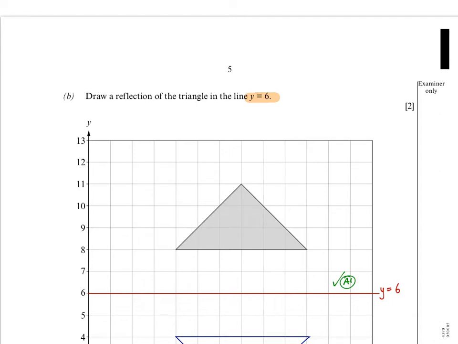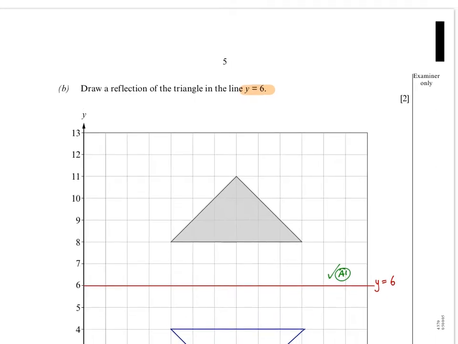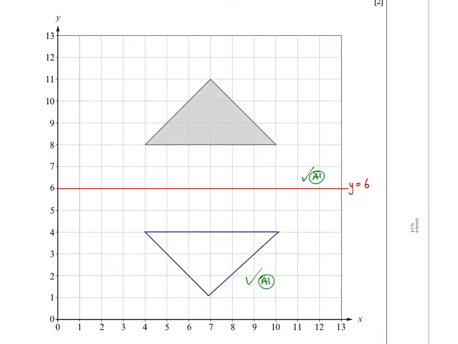Okay? Now, in terms of being a reflection, the way I do it is I look at this corner here and count how far away it is from the line. So it's 2 squares away, so that means it must be 2 squares away this side. This one here is also 2 squares away. And then this one here, 1, 2, 3, 4, 5. So I count here from 5. 1, 2, 3, 4, 5. And then I just join the dots up.